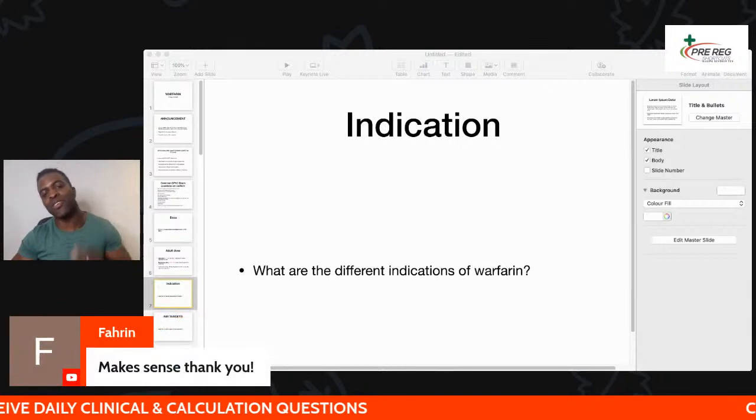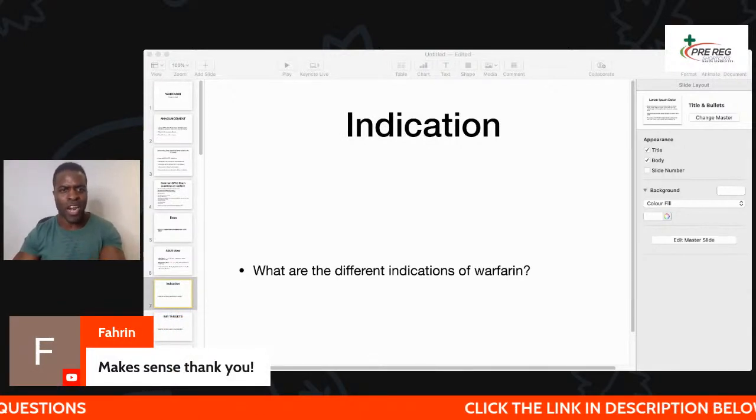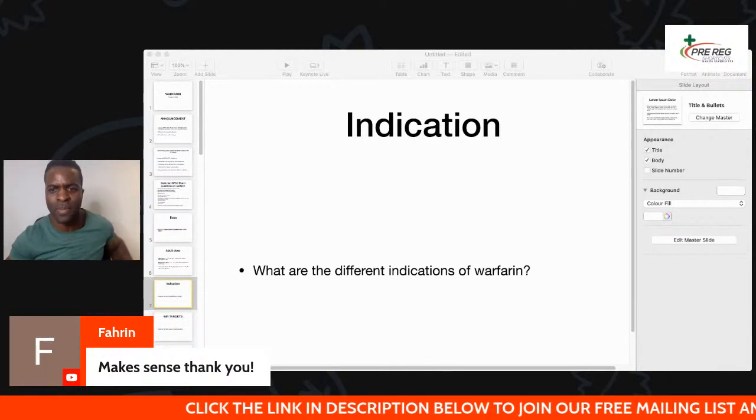Warfarin says, makes sense. Thank you. I told you, Warfarin, I've got your back. If there's anything you're not sure about, I'm going to make sure you understand. And if you have any questions, ladies and gentlemen, please ask your questions because that's why I'm here.